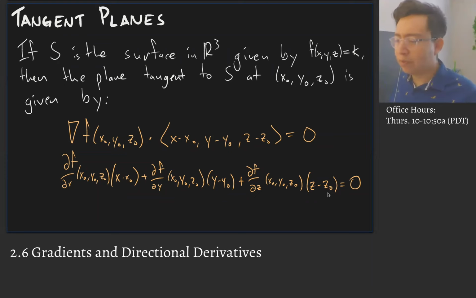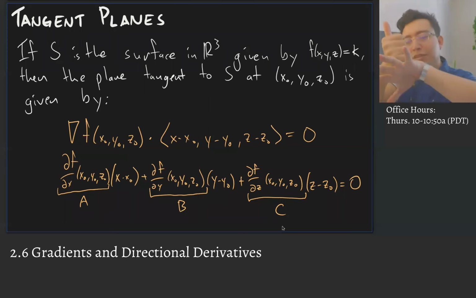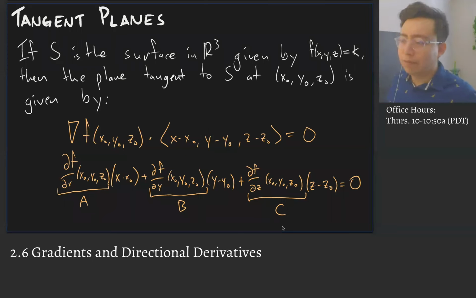Okay, cool. This should look familiar from our equation for a plane. This is going to be your A, this is going to be your B, and this is going to be your C, right? Because we remember the gradient gives you the normal vector. You should be picturing a surface here, with the vector living normal to it. Okay, cool. Any questions?